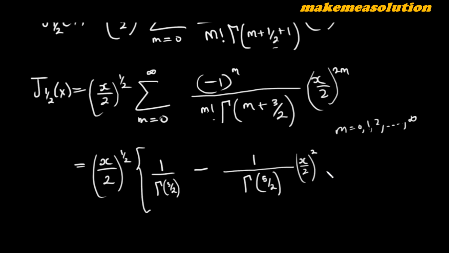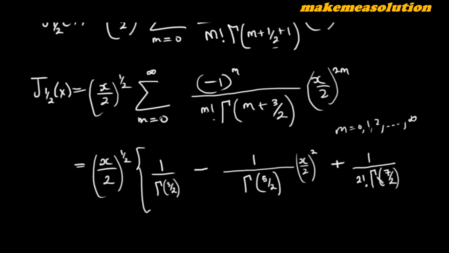So when m is 2, I'm going to have minus 1 raised to the power of 2, which is a positive 1. So plus 1 all over 2 factorial, then gamma of 2 plus 3 over 2. So 2 plus 3 over 2 is definitely going to give you 7 over 2. Is that okay? So you can notice 3 over 2, 5 over 2, 7 over 2.